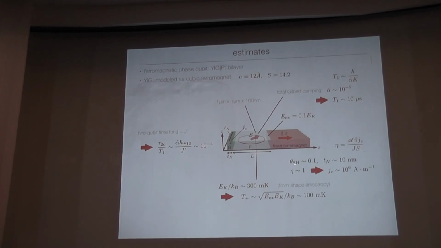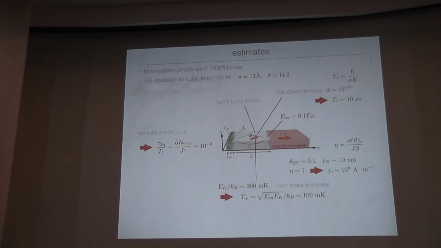And the estimate for that, if we use a spin Hall angle, which is quite often reported as a large value, let's say 10%, and if the thickness of this normal metal, T sub n, is 10 nanometers or so, then the linear charge current density you need is about 10 to the 6 amps per meter. That's kind of big. So maybe this might be a bit of a problem, but let's see.